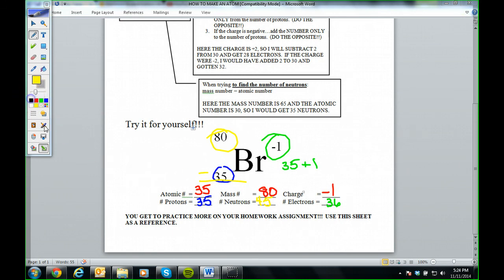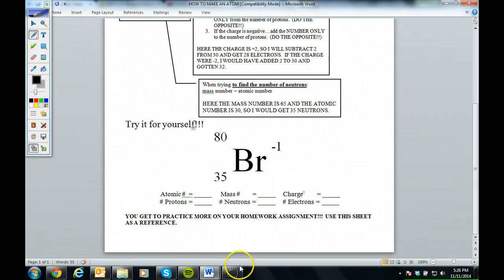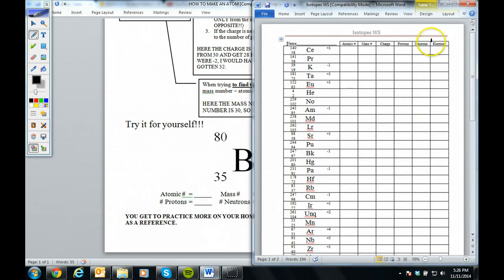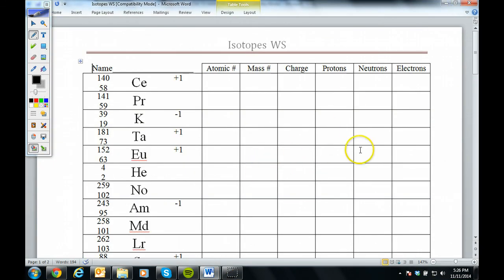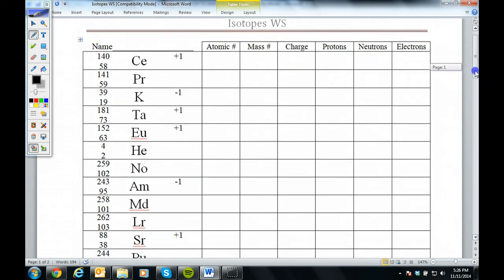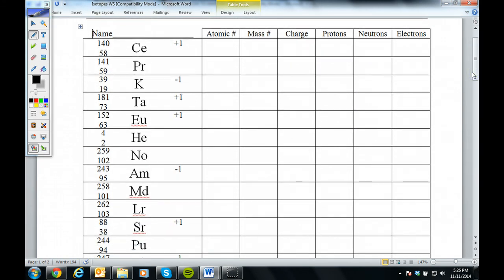So notice, please, 35 is our most important number, because here it's 35. This is 35, or 80 minus 35, and this is 35 plus 1. We always come back to that number because the atomic number is the most important number. So now you are going to do this worksheet. It is two-sided. We will do the first side one day and do the second side the second day, and grade 10 of them on the back for a grade.